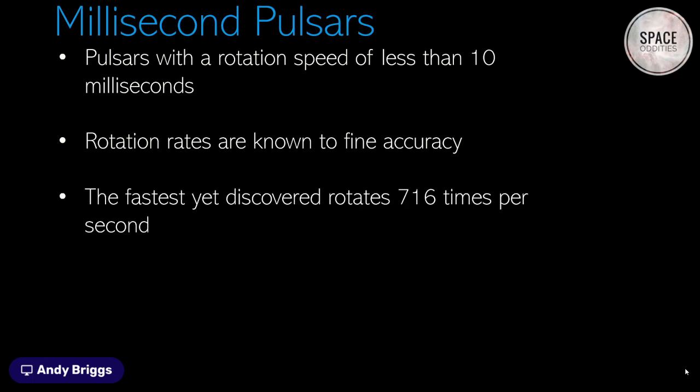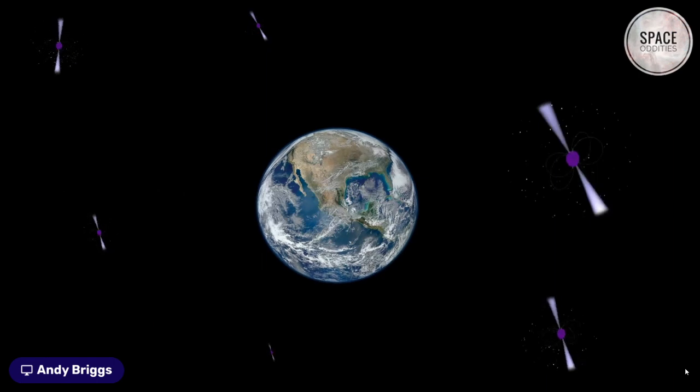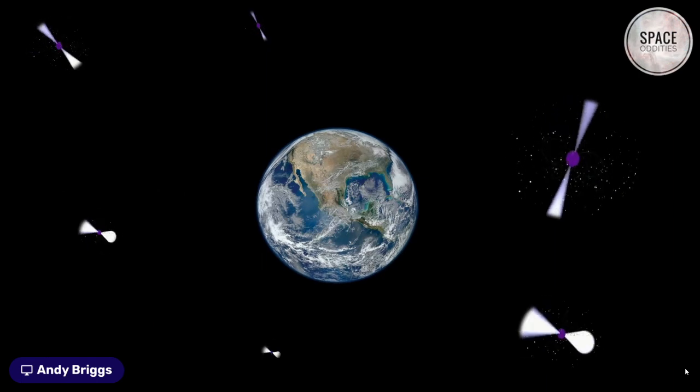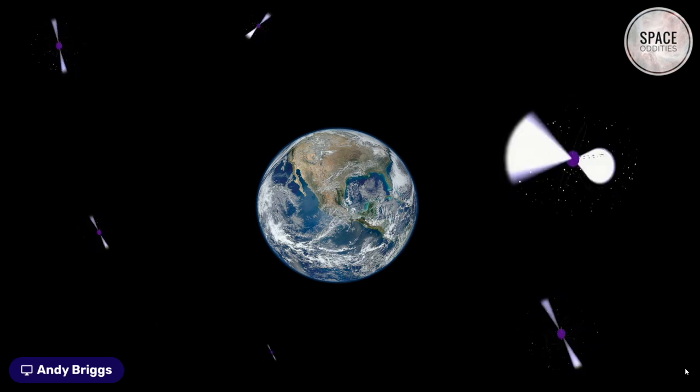The fastest spinning millisecond pulsar yet discovered rotates at an amazing 716 times per second. And they're thought to spin at that speed because they've been accumulating material from a companion star, which has the effect of speeding up their rotation. But the important thing here is they are incredibly accurate clocks. Now, astronomers have used 68 of these, all at different distances from the Earth.